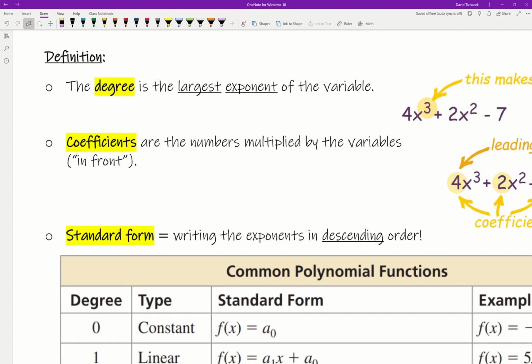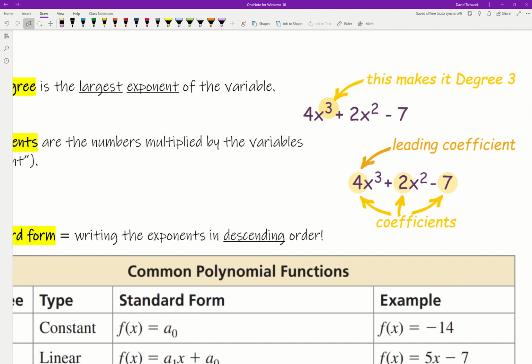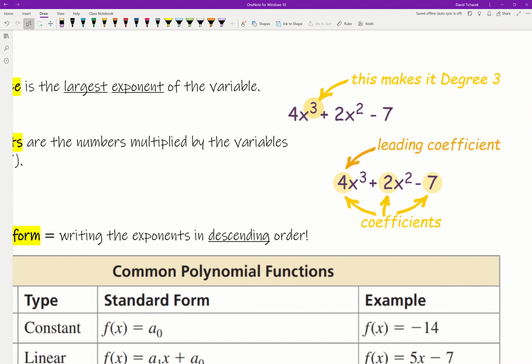Other definitions that I want you to be familiar with, right? We often talk about the degree of the polynomial, and that is just the largest exponent on a variable. So, for example, over here you have 4x to the third plus 2x squared minus 7. That would be a degree 3 polynomial because the largest exponent is 3.